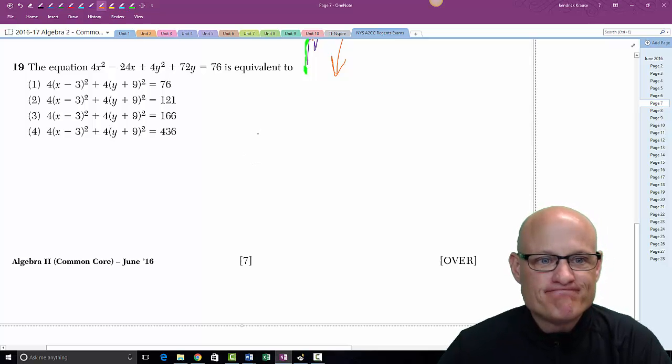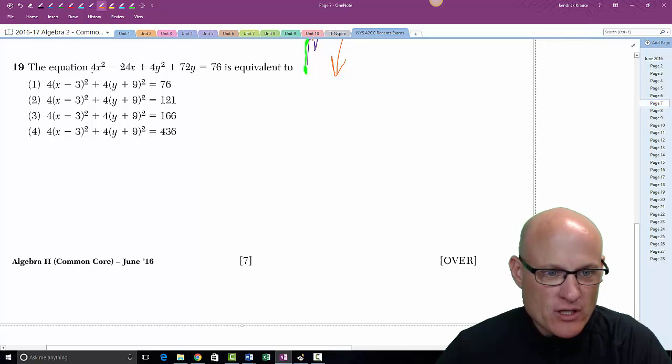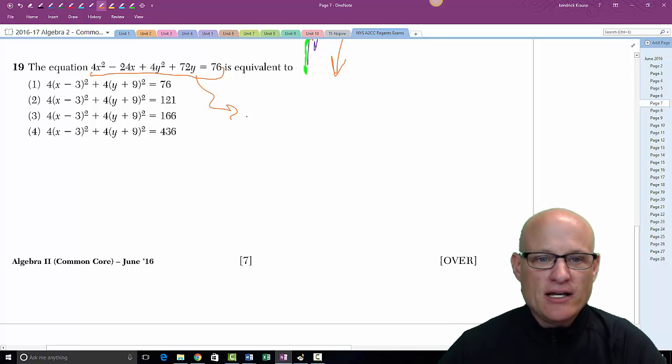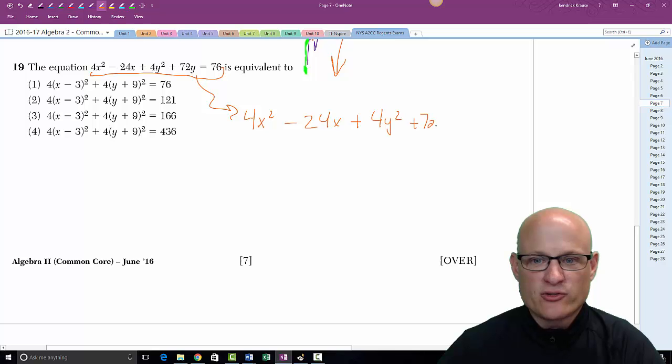Let's look at it. We're going to do completing the square on this puppy. So I've got 4x squared minus 24x plus 4y squared plus 72y equals 76.